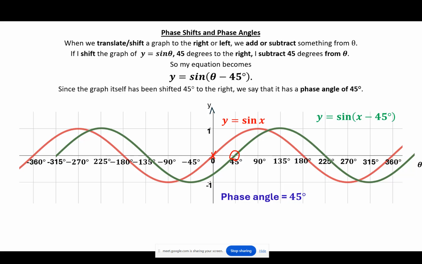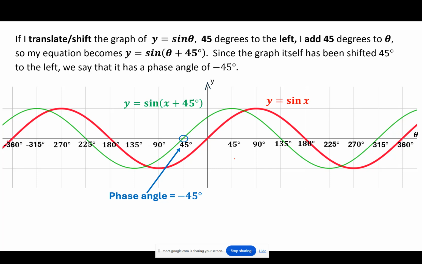We would say it has a phase angle of positive 45 because that's where the graph crosses that horizontal axis. Okay? If I shift the graph of y equals sine theta 45 degrees to the left, I have to add 45 to theta. So my equation becomes y equals sine of the quantity theta plus 45. That shifts the graph to the left.